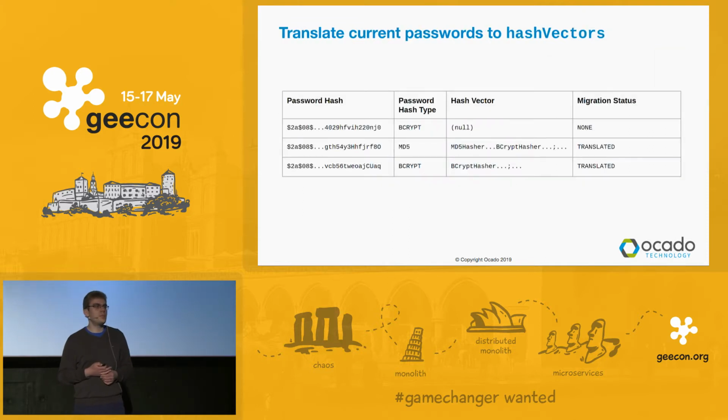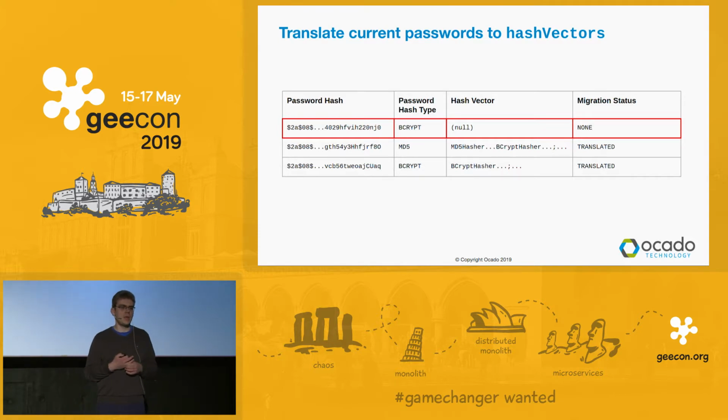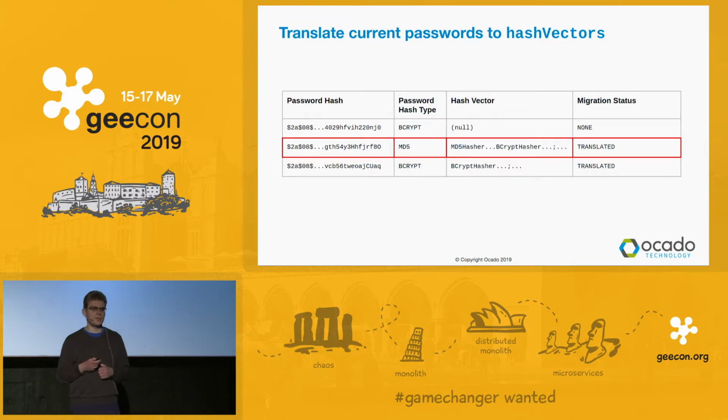As far as the first of the asynchronous background jobs is concerned, translation, right? So we're starting with something like that. Password hash and password hash type are the old columns. We added two new ones: hashVector, for surprise, surprise, hashVector, and migration status, which helps us control the process. So we added hashVector of null to every single record, and we added a migration status of none to every single record. And then the translation job takes next password, next password, next password, and does the translation.